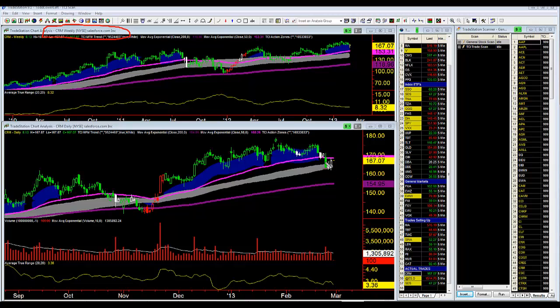So the market took out the prior bar's high, right? We are at logical support right now. I'm expecting some type of bounce to the upside. Market opened up. We're at 167.07 right now.